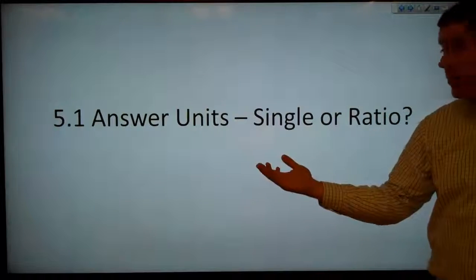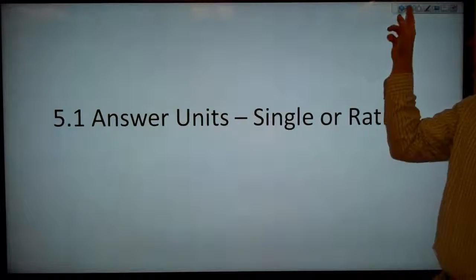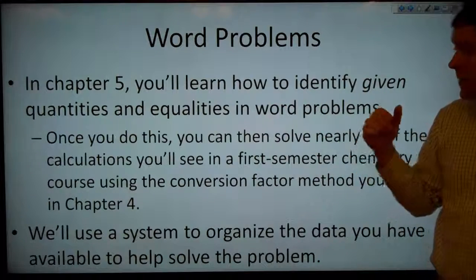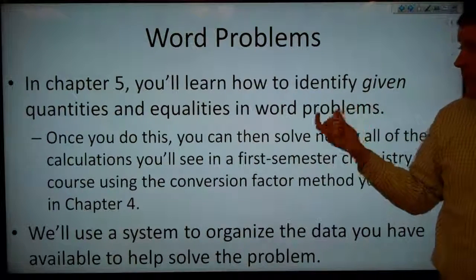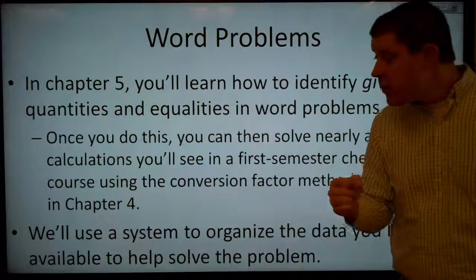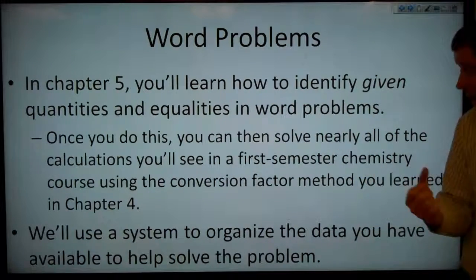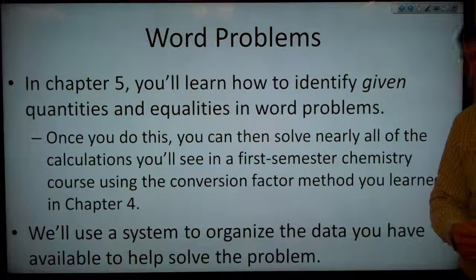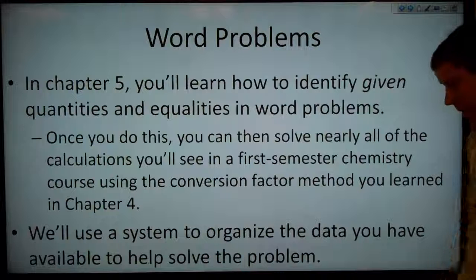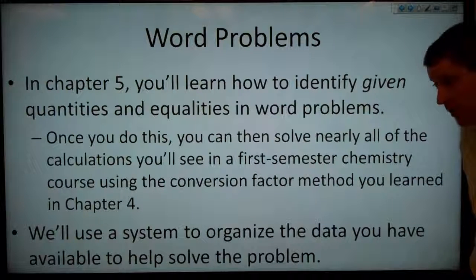Welcome to Answer Units, Single or Ratio. So in Chapter 5, we're going to learn how to identify the given quantities and equalities in word problems. And once you do this, you can then solve nearly all of the calculations that you're going to see in a first semester chemistry course using the conversion factor method that we learned in Chapter 4.